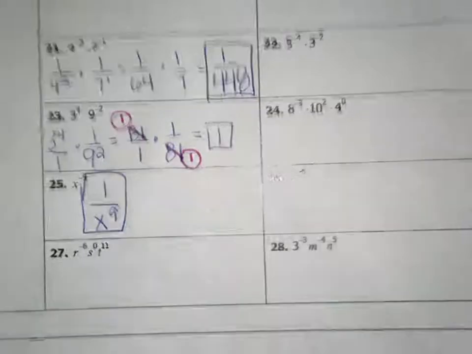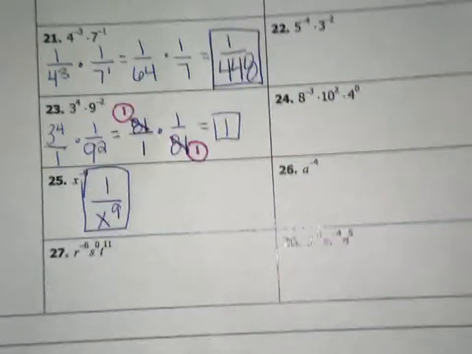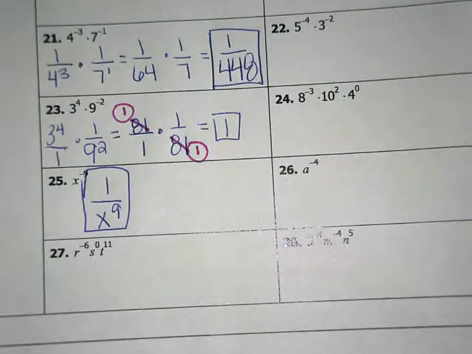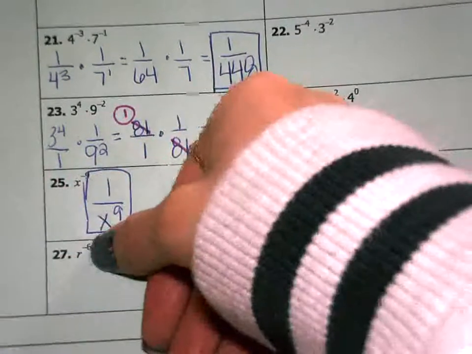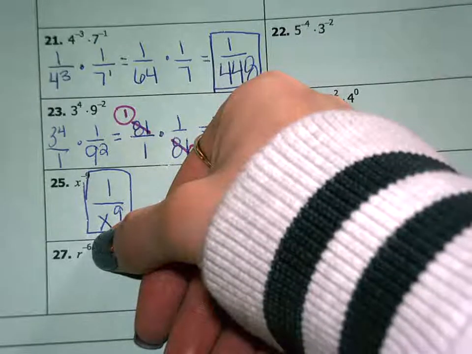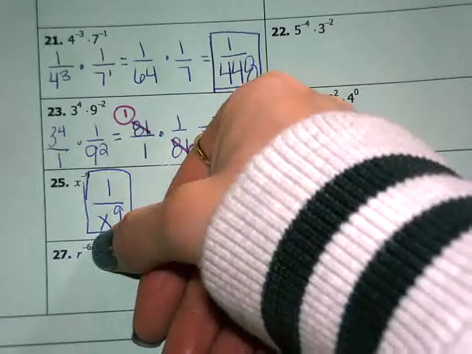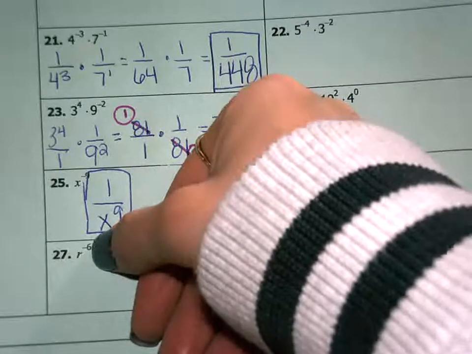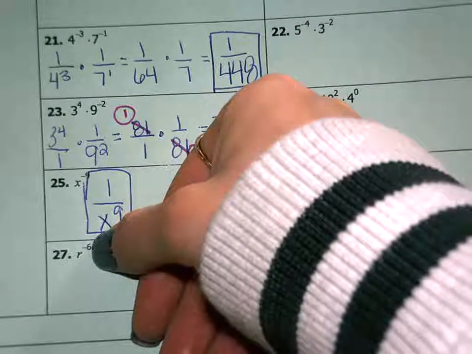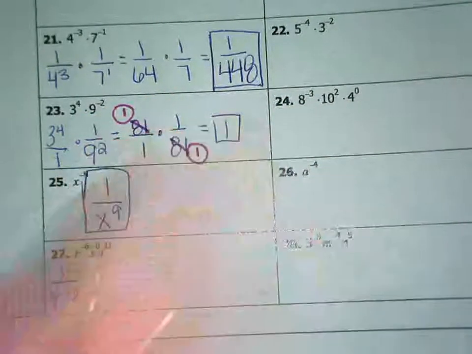Okay, let's do 27. A little bit different, a little bit more. Do them separately, one at a time. It says r to the negative 6th power. Rewrite that using positive exponents. Focus just on that first one, r to the negative 6th power. Betsy, how do I rewrite r to the negative 6th power? R to the 6th power. Very good. 1 over r to the 6th power.